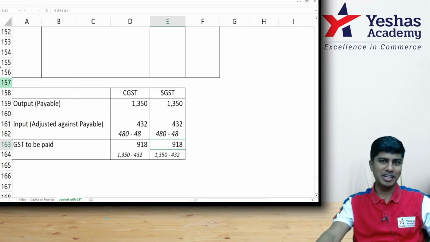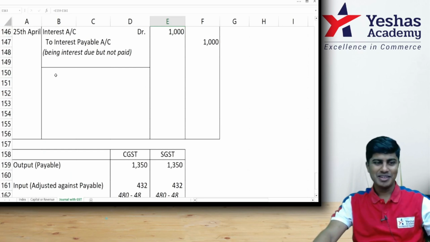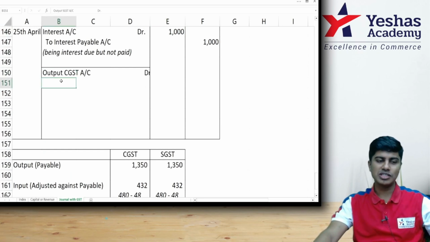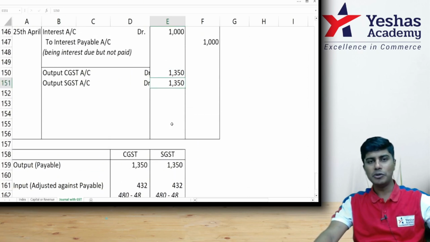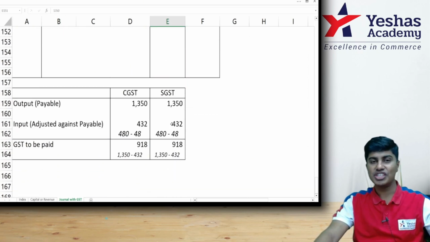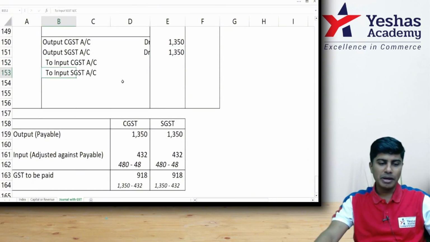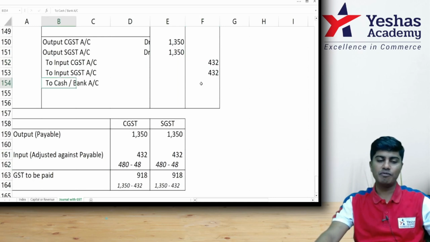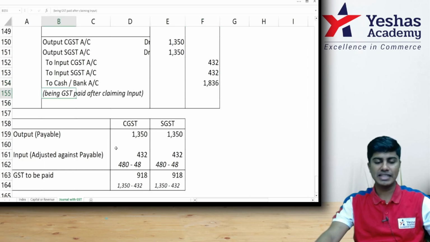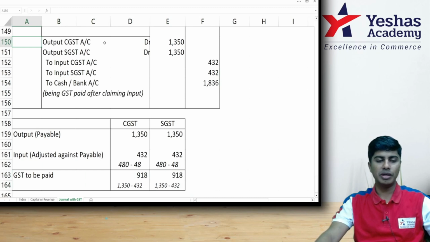And this will not be written straight away. We had output CGST, output SGST credit. We will debit it. Output CGST, output SGST debit by 1350, 1350. Input CGST and input SGST was debit because it was an input asset. I would credit that by what amount? 432, 432. To close these ledgers, the differential figure of bank account will be 1836, which is 918 plus 918, which will be paid to government.